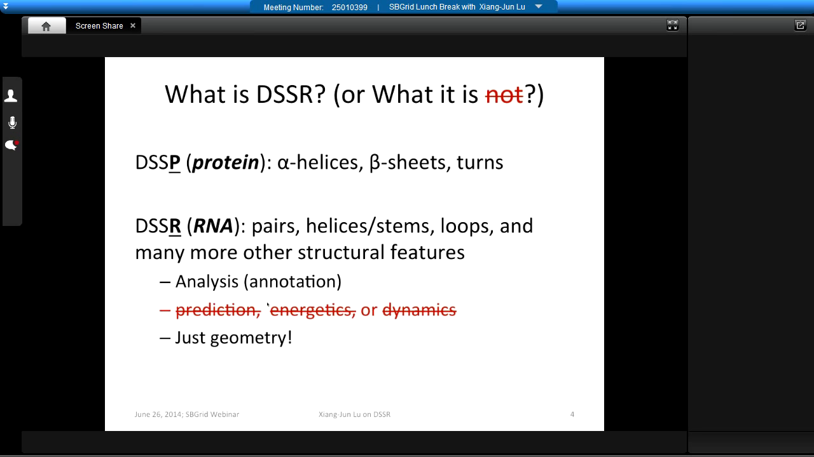And I would like to emphasize that DSSR is an annotation tool. It does structure analysis. It does not do any prediction or energy calculations or molecular dynamics simulations. In essence, DSSR is just about geometry. And what you get from DSSR is what you can visualize using molecular graphics programs.